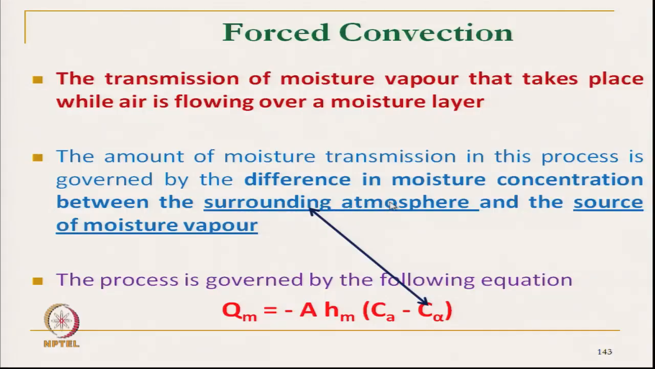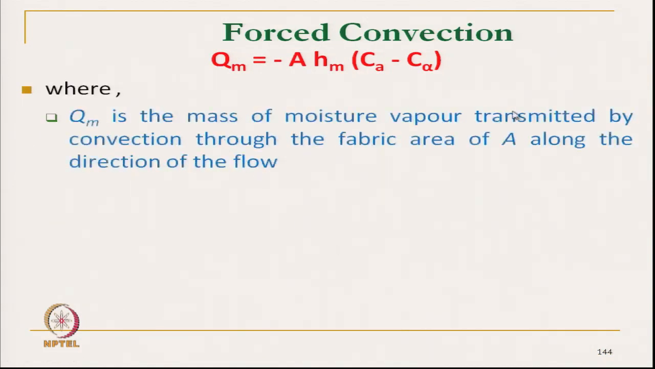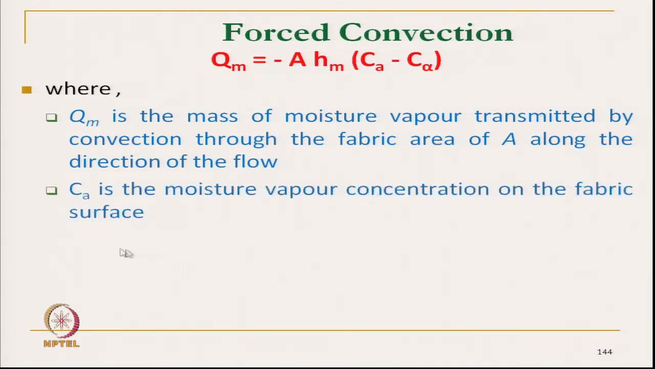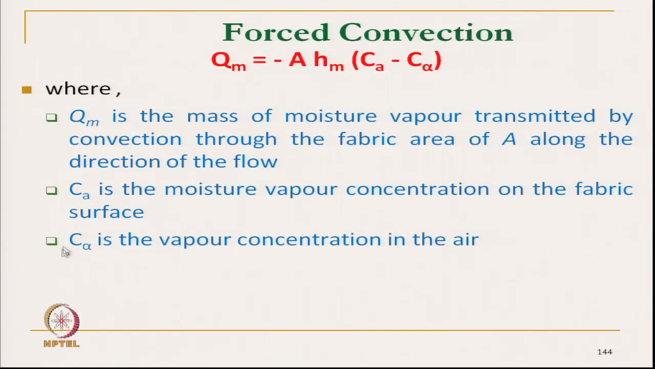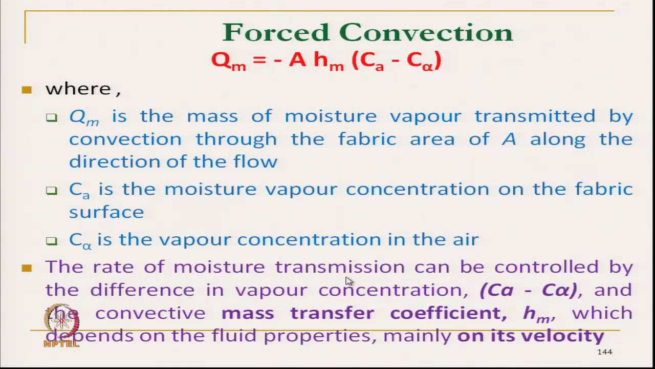that is the moisture concentration in the surrounding atmosphere, Ca is the concentration at the source, that is, in the clothing case, the skin humidity. This is the equation where Qm is the mass of moisture vapor transmitted by convection through the fabric with an area A. A is the area of the fabric, and Ca is the moisture concentration of the fabric surface, which is high enough, higher than the atmosphere, so that a moisture pressure gradient is created, and the rate of moisture transmission can be controlled by the difference in vapor concentration.